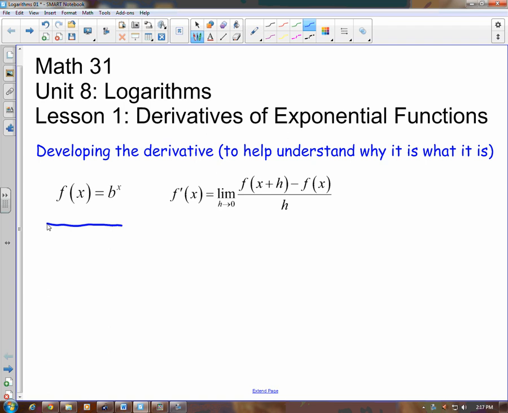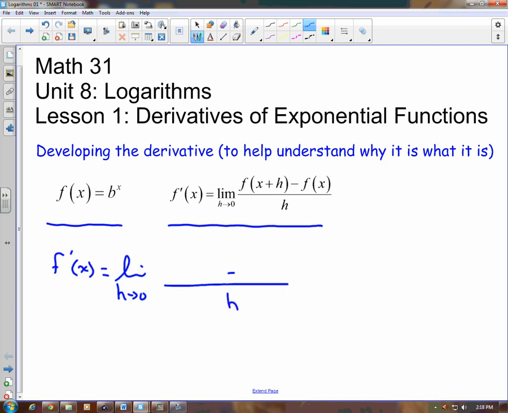So in order to find the derivative, we're going to use our good old-fashioned first principles to see what's going on here. The derivative of this exponential function is going to be the limit as h approaches 0 of f of x plus h minus f of x, all over h. The h is usually the easiest thing to put down, f of x is the next easiest, and then f of x plus h, which is b to the power of x plus h. Okay, so that's where we start.